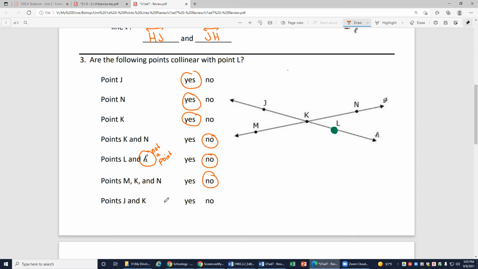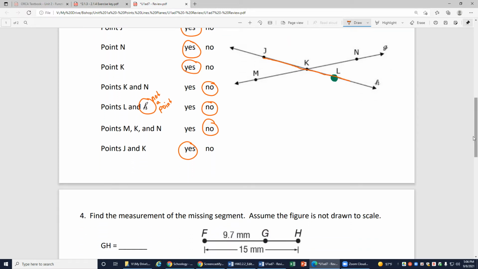Okay, and then points J and K. When I look at J and K, yep, sure enough, they're going to go also through the same line that L does. So that one is a yes. All right, let's continue on.